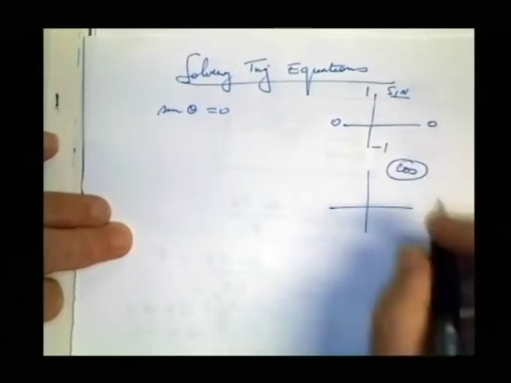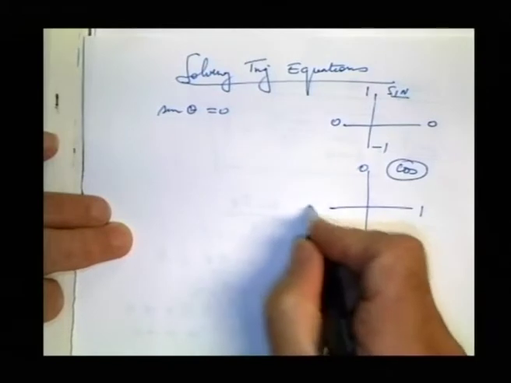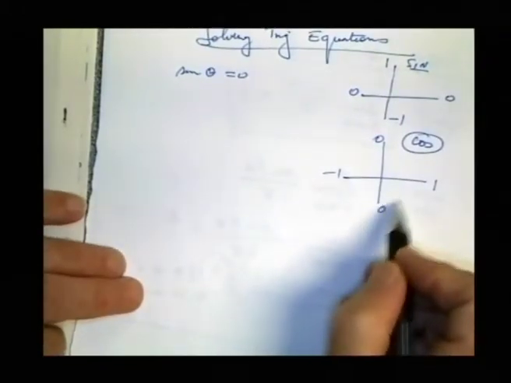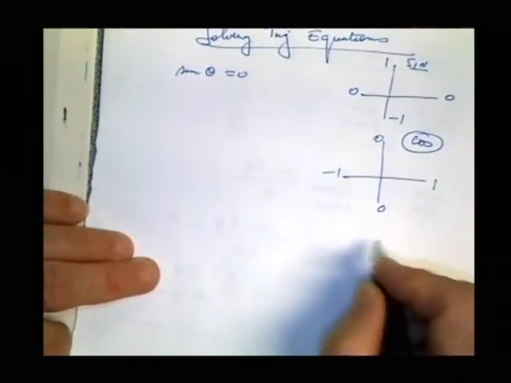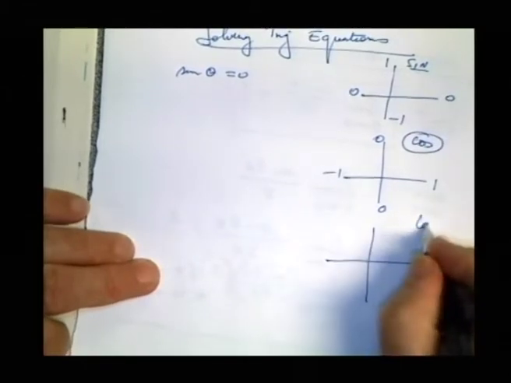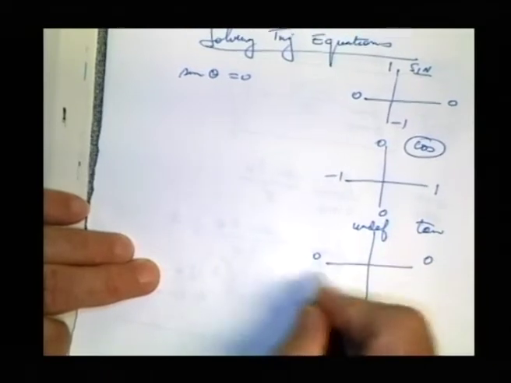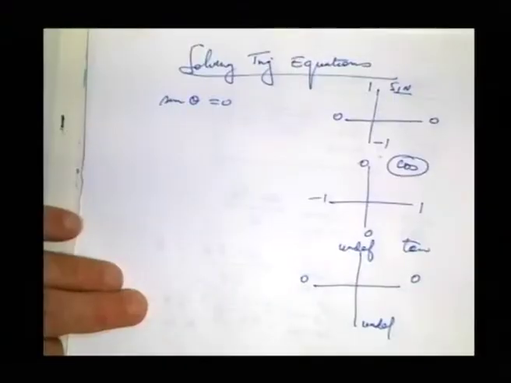Cos, the cos of 0 is 1, cos of 90 is 0, cos of 180 is minus 1, the cos of 270 is equal to 0. And the last one, of course, is tan. And the tan of naught is naught. The tan of 90 is undefined, that's no value. The tan of 180 is 0, and the tan of 270 is undefined. They are most important to put down that way, and it helps in a lot of sums.